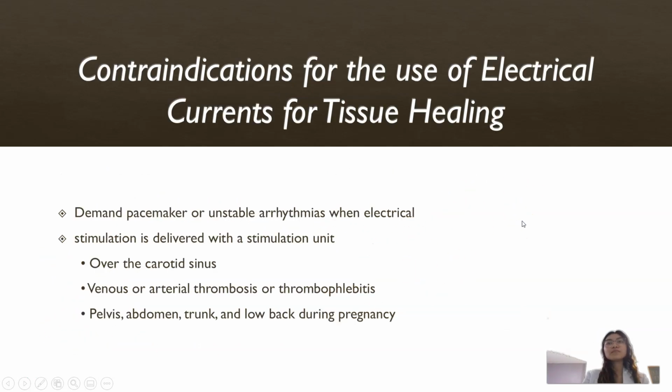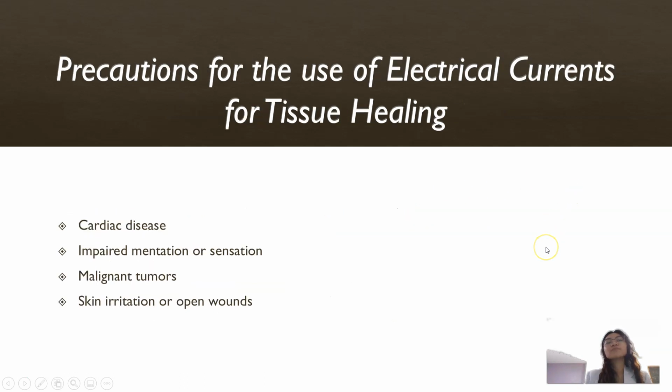Next. What are the contraindications? No? Of course, demand pacemaker or unstable arrhythmias, when electrical stimulation is delivered with a stimulation unit. Bawal din po over the carotid sinus, venous or patients with a present thrombophlebitis, venous or arterial thrombosis, okay, pelvis, abdomen, trunk, and low back during pregnancy. Okay, so those are your contraindications for ES for tissue healing.